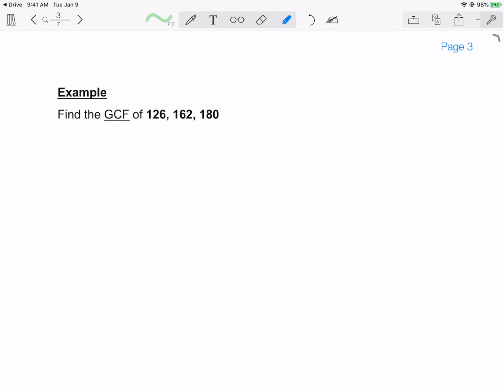So let's take a look at a more complicated example: 126, 162, and 180. Again, I'm going to make my factor tree. Since I know this number's even, I'm just going to go with 2 and 63. I remember 63 is 7 times 9, and 9 is 3 times 3. Now I'm left with all prime numbers. 2 can't be divided anymore, and 7, 3, and 3 are all into their smallest parts.